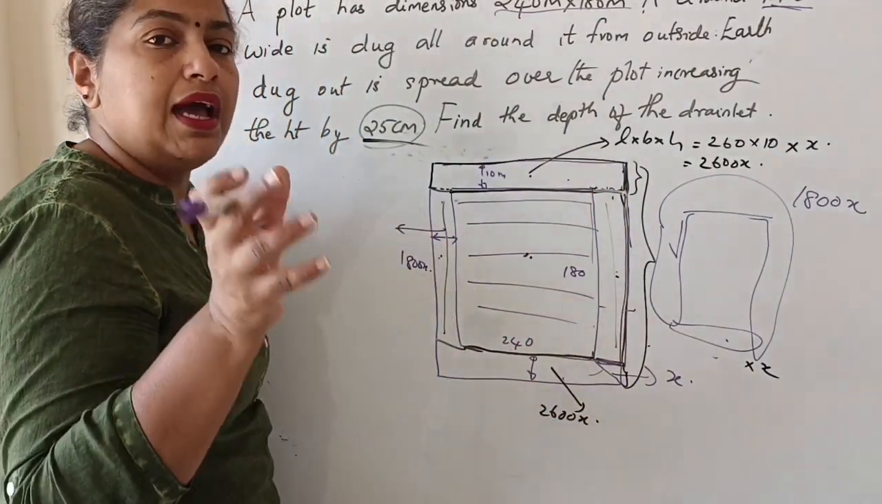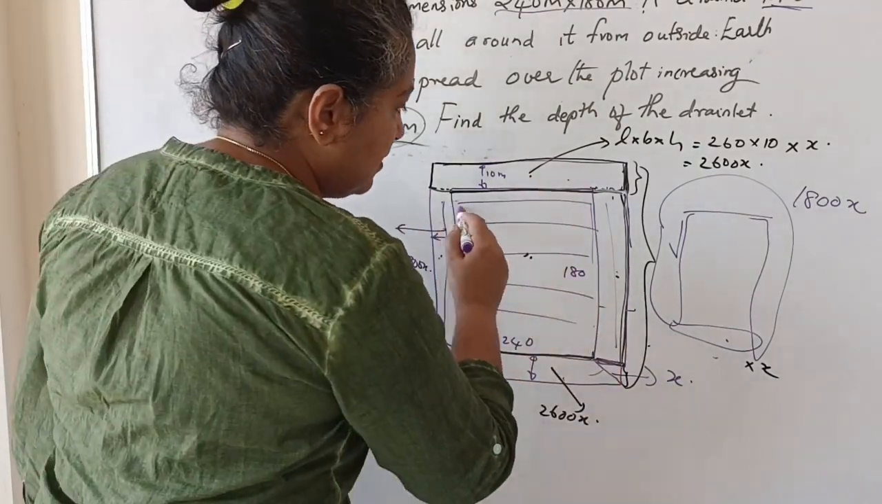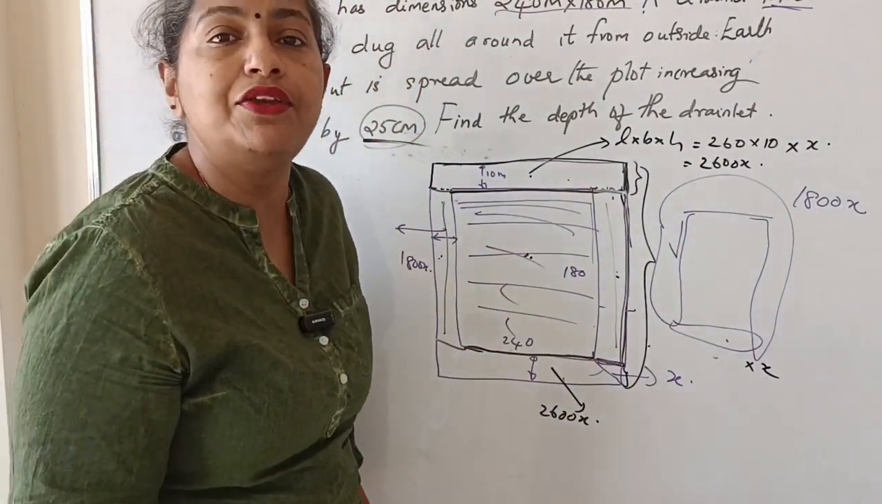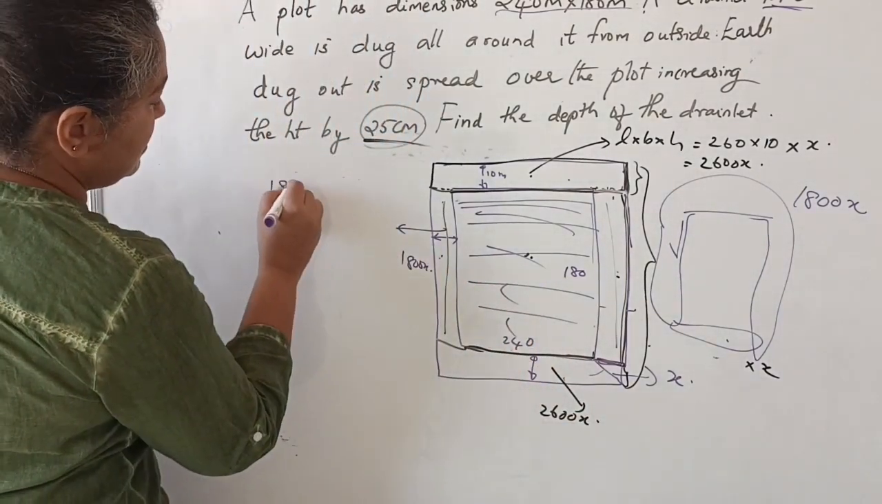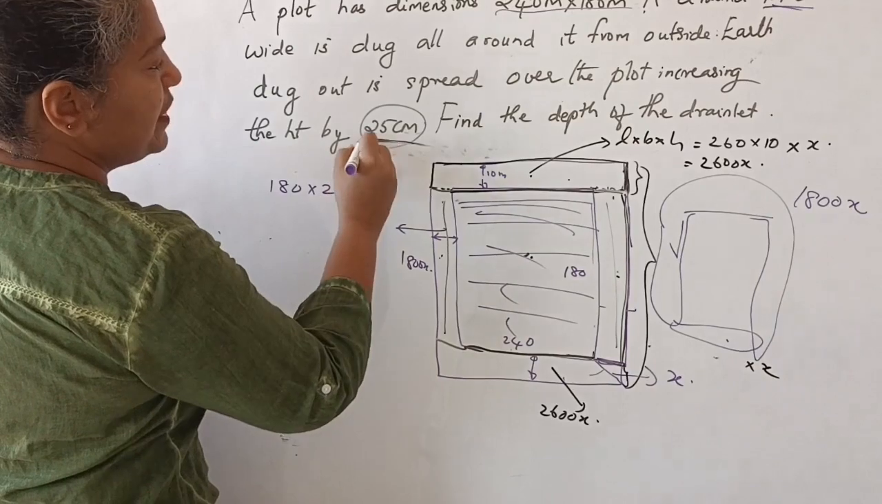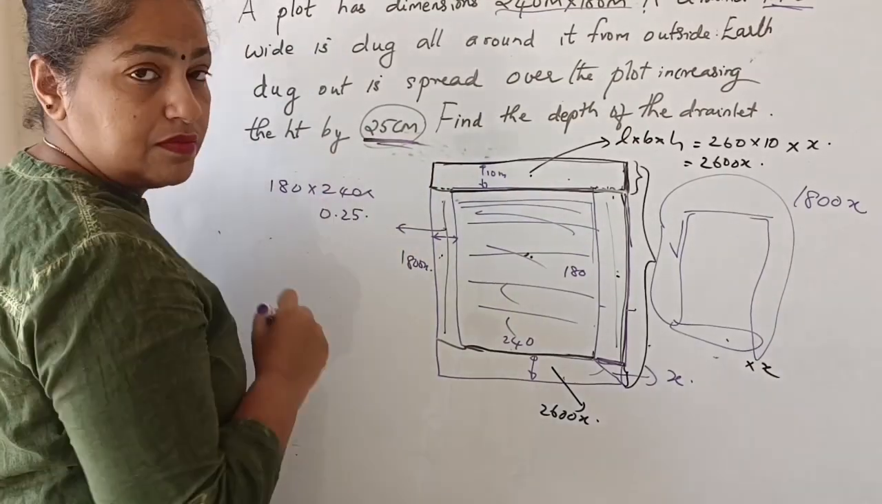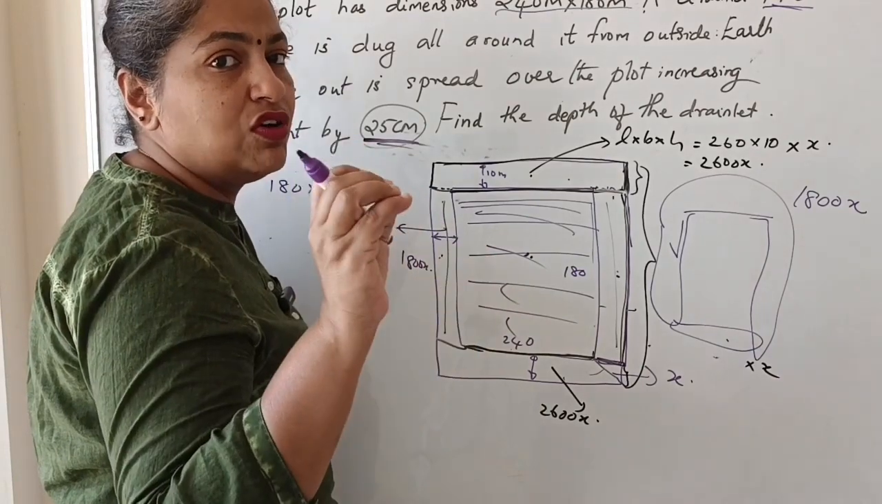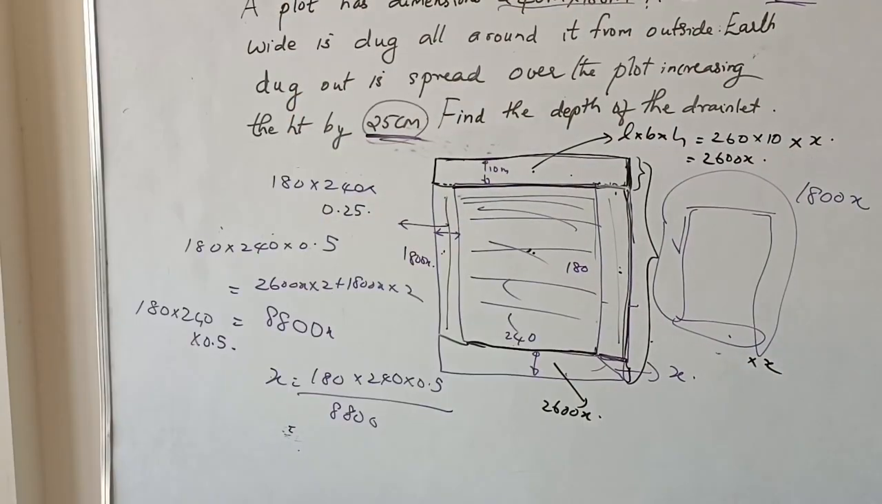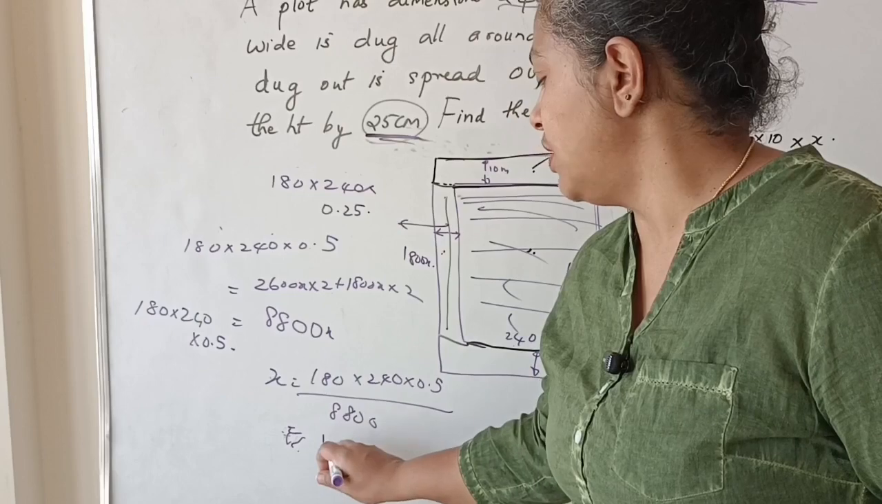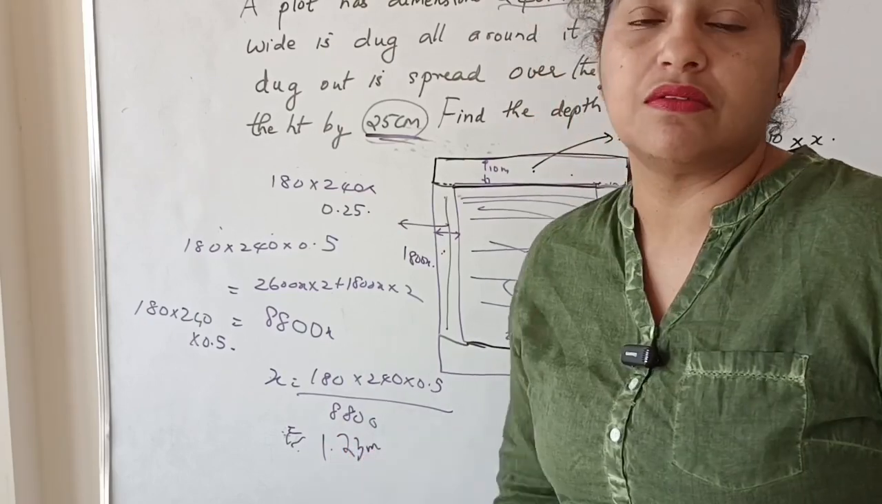I have to add up all of them, and that particular volume is equal to the volume of the earth that is spread over this particular area, which is again L into B into H, given by 180 into 240 into 0.25. Now, let us equate both of them and see what value of x we get. After equating the volumes, you can see that the volume of the earth taken out from the drainlet is 8800x, and that is equal to the volume of the field. I will get the value of x by dividing the corresponding values, and after solving this, I will get an approximate value of about 1.23 meters.